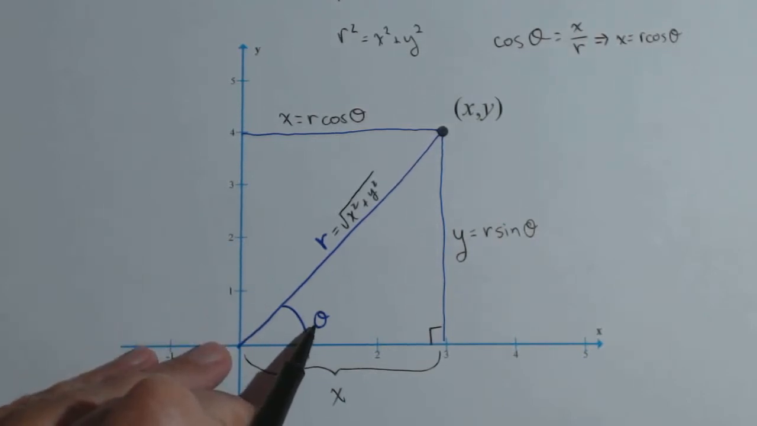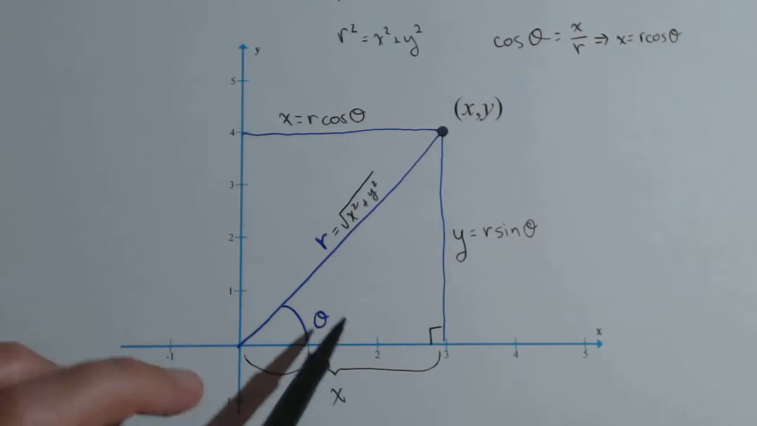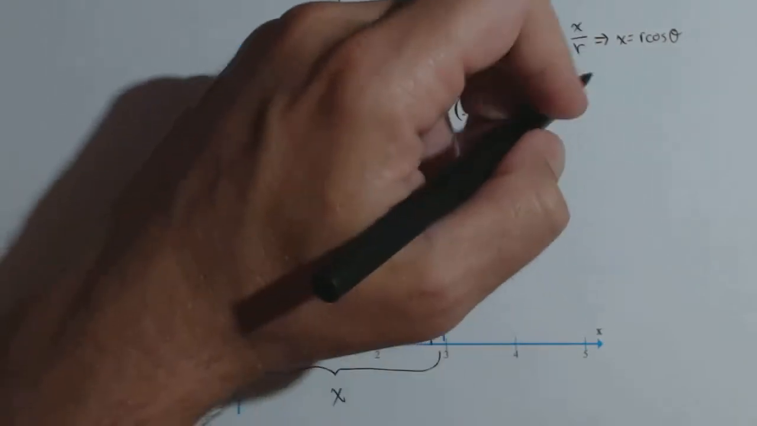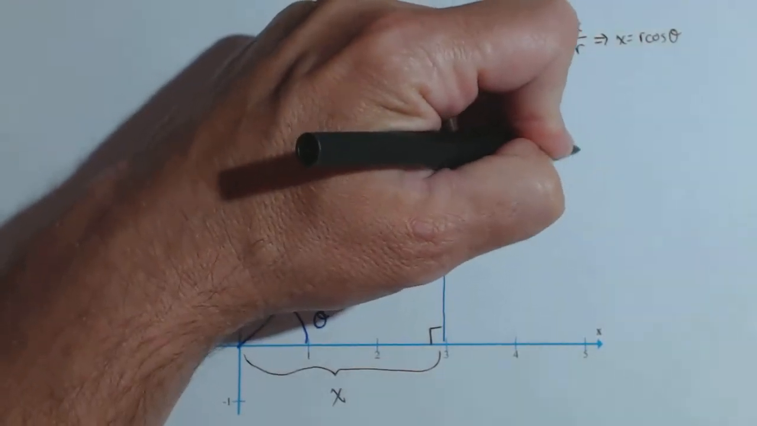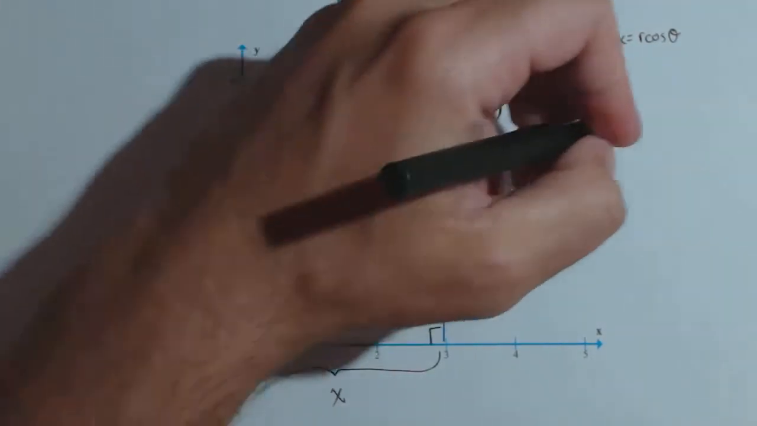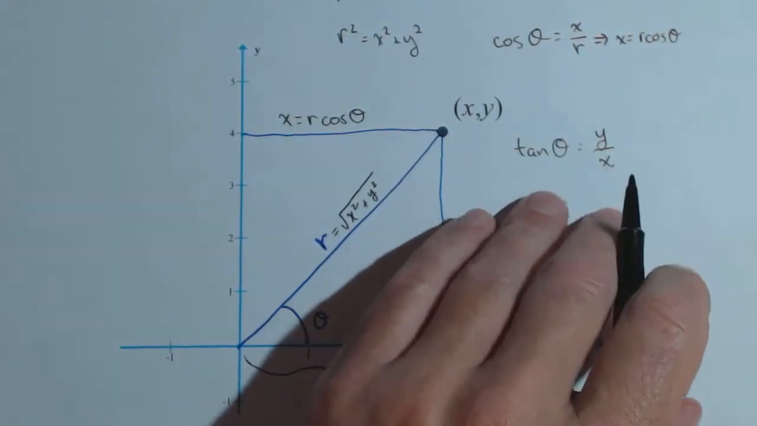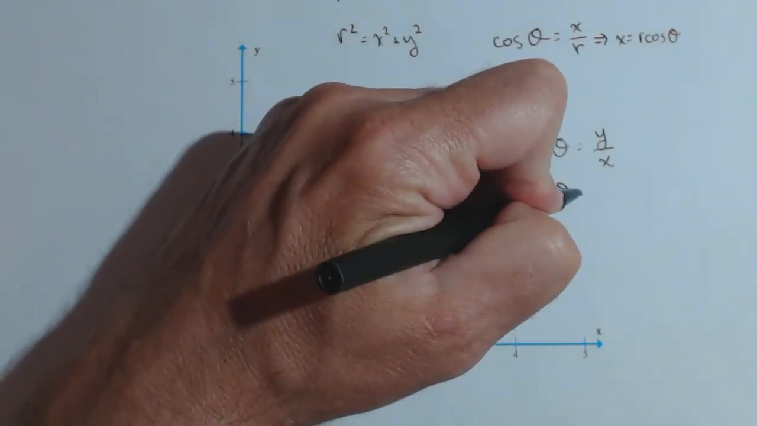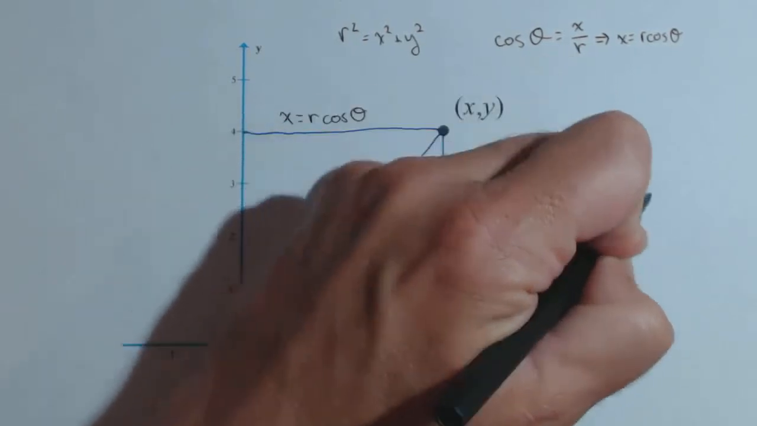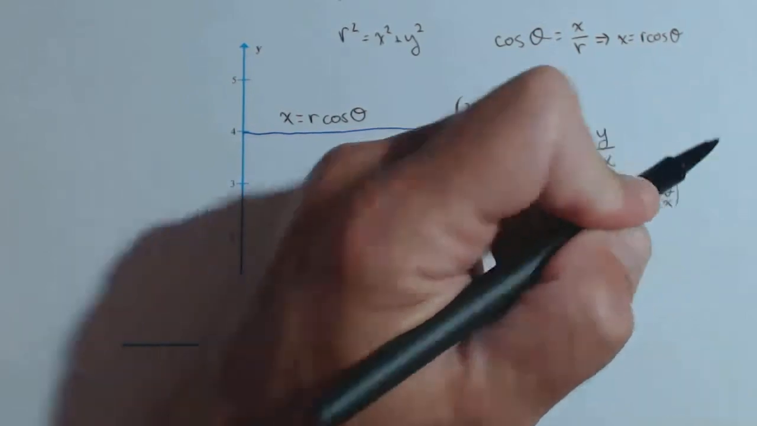Last thing is theta. How would we find that? Well, remember, the idea is we're given something in rectangular and we want to go to polar. So we're given x and y and we want to get theta. So we know that if x is the adjacent side, y is the opposite side. We know that tangent of theta is opposite over adjacent, which equals y over x. So that's going to be the relationship between theta and y over x, and we'll solve that for theta by using our inverse tangent, or arctan. And so a lot of times you'll see this written as arctan of y over x.